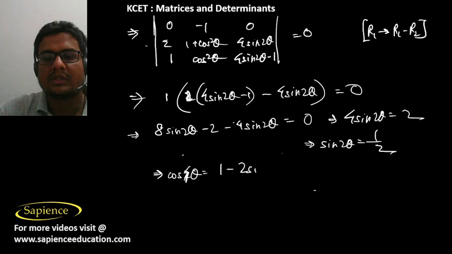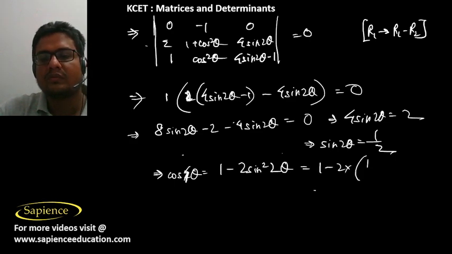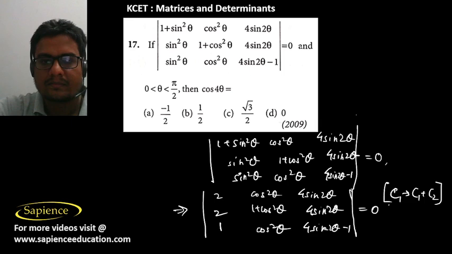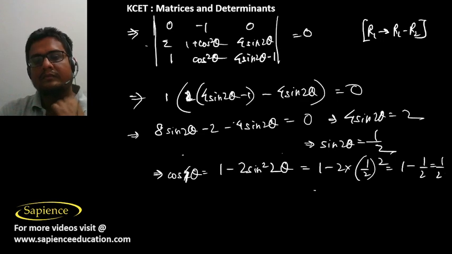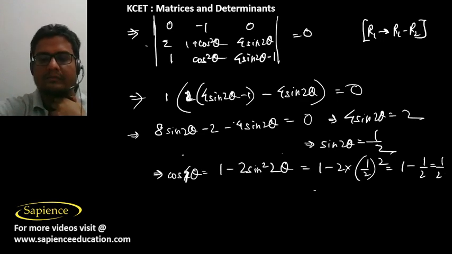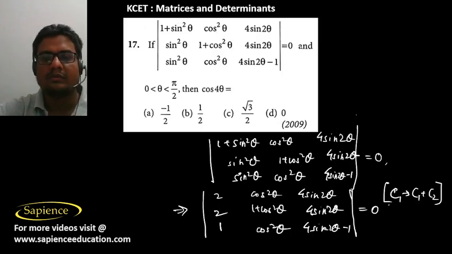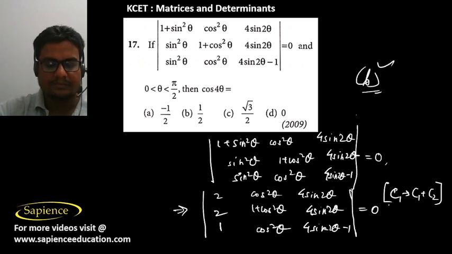So cos 4 theta is 1 minus 2 sine square 2 theta. That will be 1 minus 2 into 1 by 2 whole square. So that is 1 minus 1 by 2, which is equal to 1 by 2. So cos 4 theta is also 1 by 2. So option B is the correct answer.